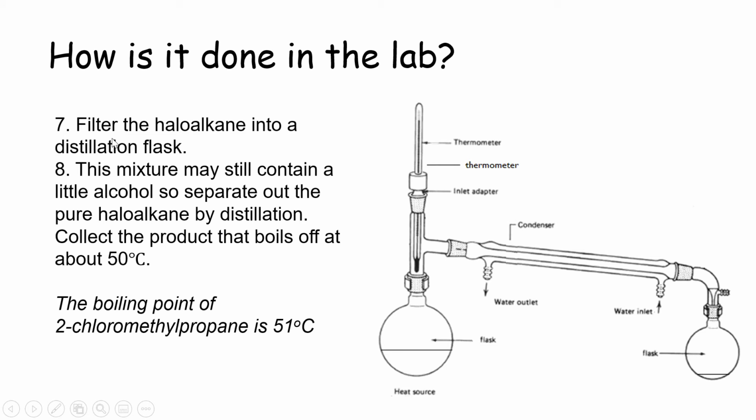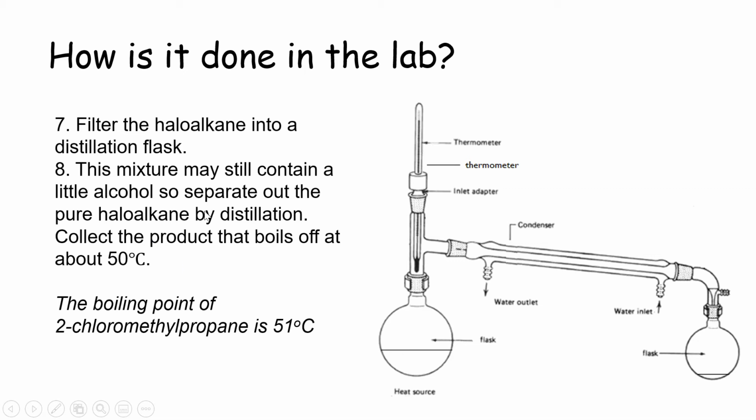So the next step is to filter off the magnesium sulfate. So we're left with a reasonably pure haloalkane. There will be a little bit of unreacted alcohol still present in it. So we need to distill the haloalkane to ensure we have a pure product. We do this by distillation, because the haloalkane has a lower boiling point than the alcohol. The haloalkane boils at 51 degrees Celsius, whereas the alcohol boils about 20 degrees higher than that.